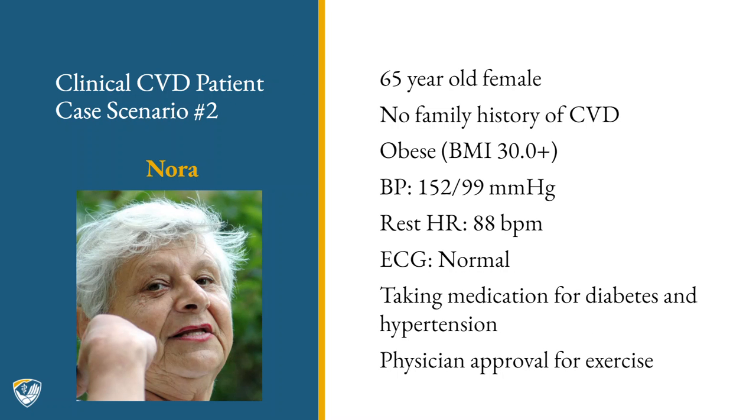Case scenario 2, we have Nora. She is 65 years old, no family history of cardiovascular disease. She is obese. She has a blood pressure of 152/99. Her resting heart rate is also high, and her electrocardiogram is normal. She does take medication for her type 2 diabetes and hypertension, and she also has physician approval for exercise.